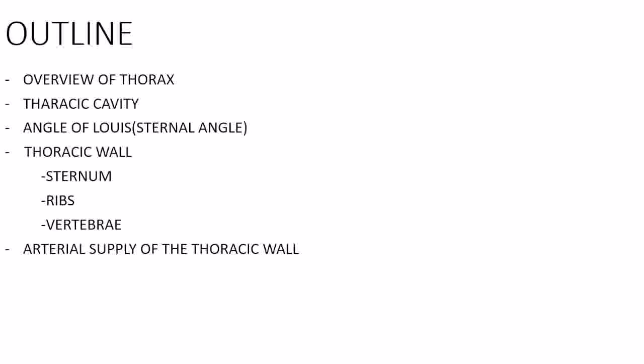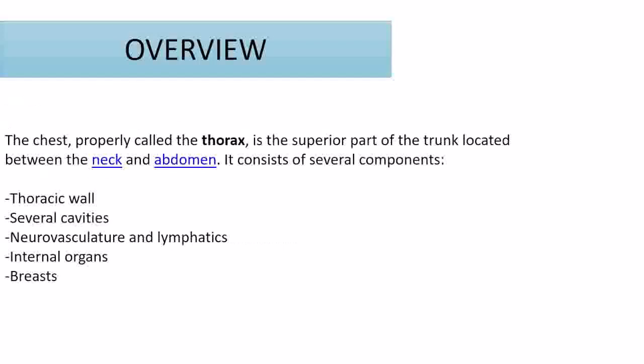Then we'll talk about the thoracic wall. So here we'll focus on the osteology or the bony makeup of this wall, which has three groups of bones: the sternum, the ribs, and the 12 thoracic vertebrae. Then we shall end this with the arterial supply of the thoracic wall. Okay, so let's dive in.